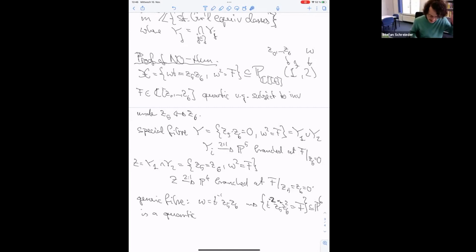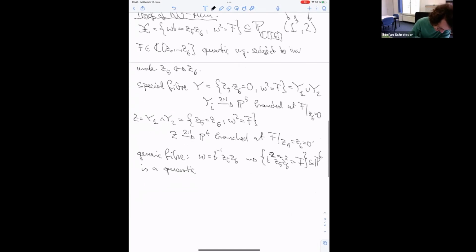Okay, so this is an interesting degeneration. So the generic fiber is a hypersurface, and the special fiber, maybe I emphasize this, the special fiber has two components, Y1 and Y2, and the intersection Z is this 2-to-1 cover of P4.